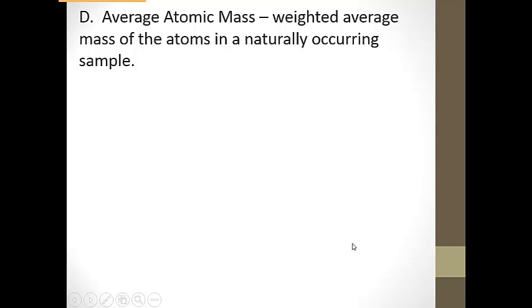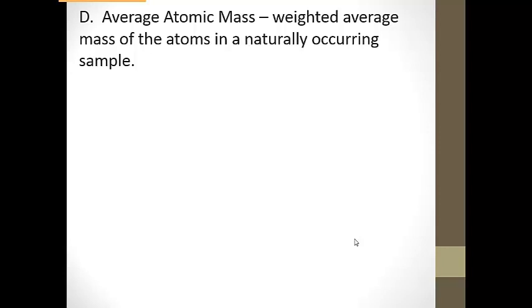In this video, we're going to be looking at how we calculate the average mass of an element, and we're also going to be looking at what ions are and how we calculate the protons, neutrons, and electrons when we have an ion instead of a neutral atom. So first of all, let's start off with average atomic mass.